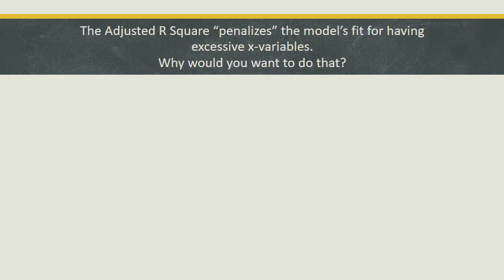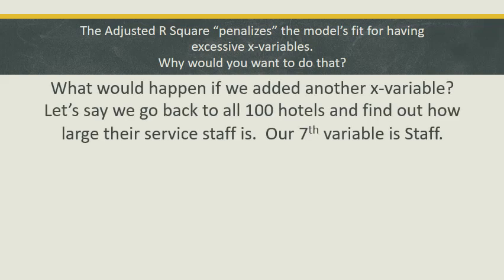However, if we had, say, 50 variables in our model, then that would certainly be excessive, and the adjusted R squared would be much lower than the R squared. Anyway, why is this important? Let's consider what would happen if we added a 7th variable into our model. For example, let's say this variable is service staff.